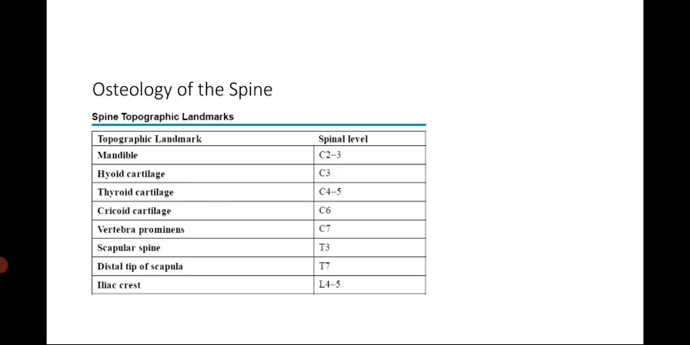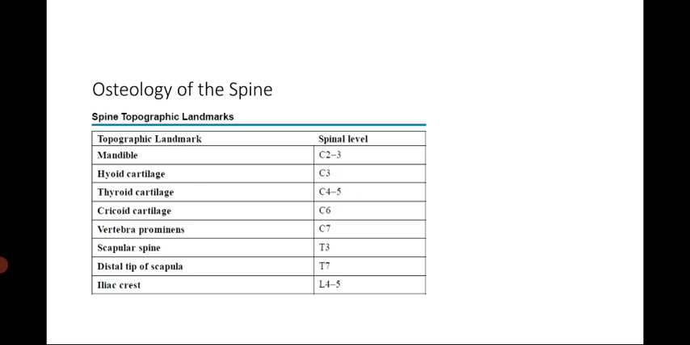the vertebra prominens, which is the spinous process of C7, and then the level of the scapular spine is usually the landmark for T3. The distal tip of the scapula is the landmark for T7, and the iliac crest inferiorly is usually the landmark for L4, L5.